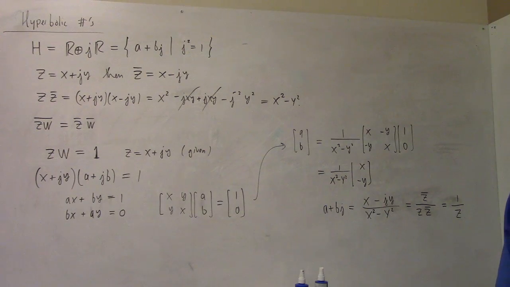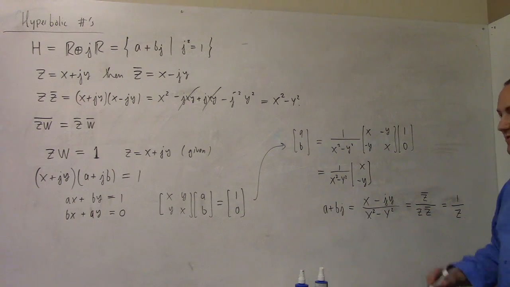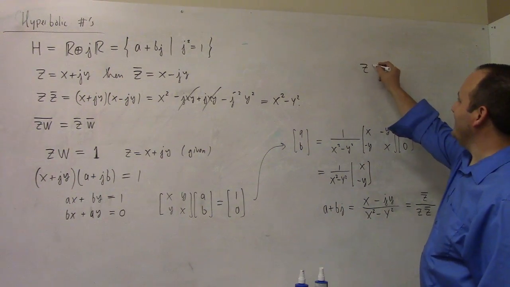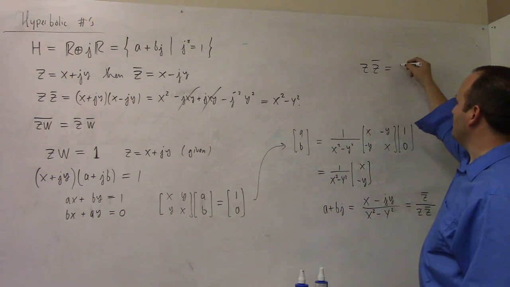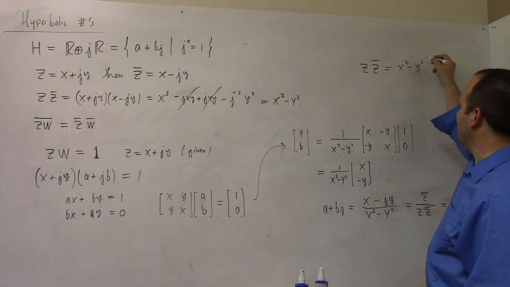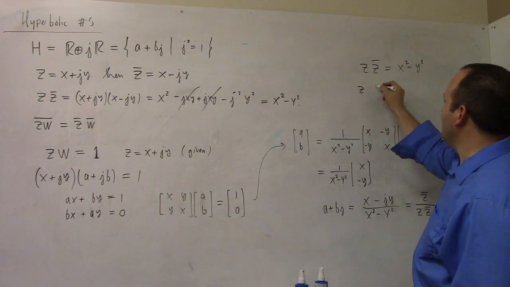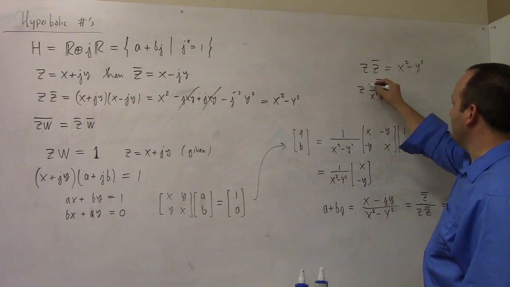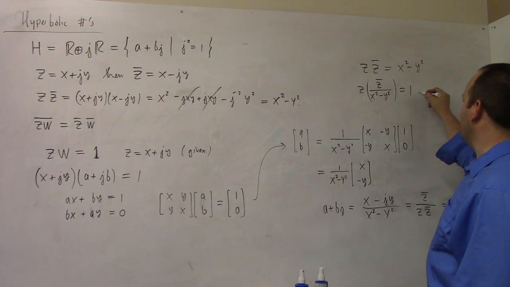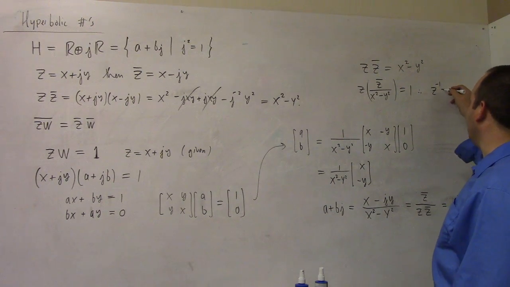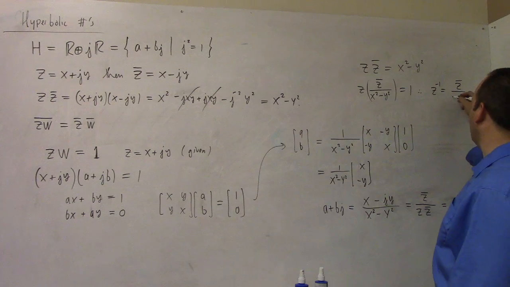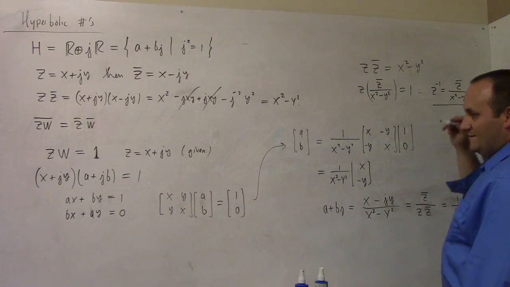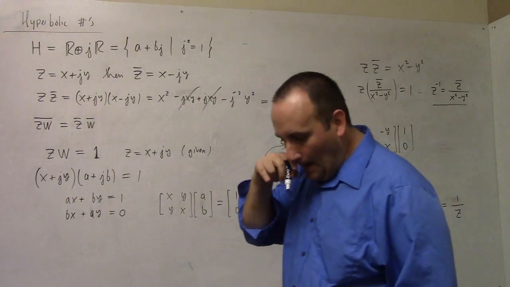Now I could have not done the linear algebra here. We could have just done it this way, right? z z bar equals x squared minus y squared, so z times z bar over x squared minus y squared equals 1. Therefore the multiplicative inverse of z, when it exists, is z bar over x squared minus y squared. There's the argument, sans linear algebra.